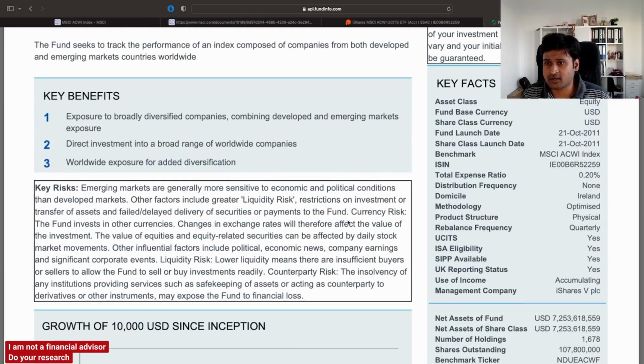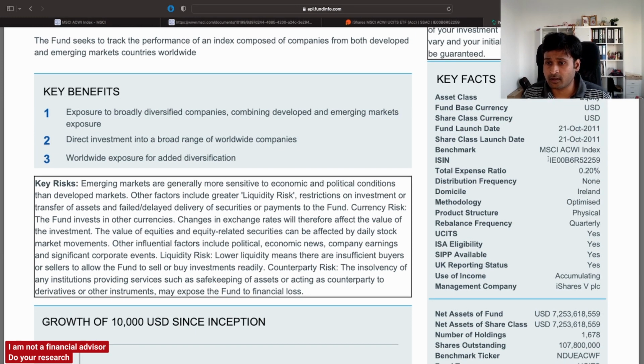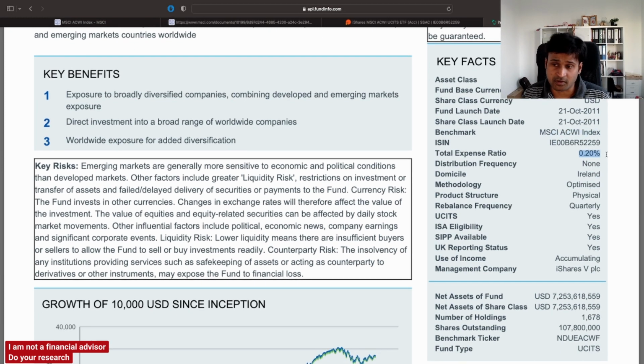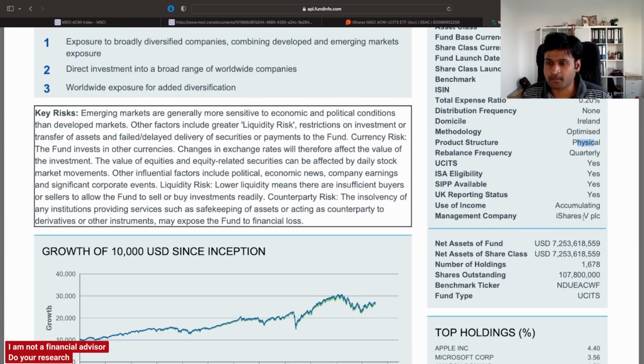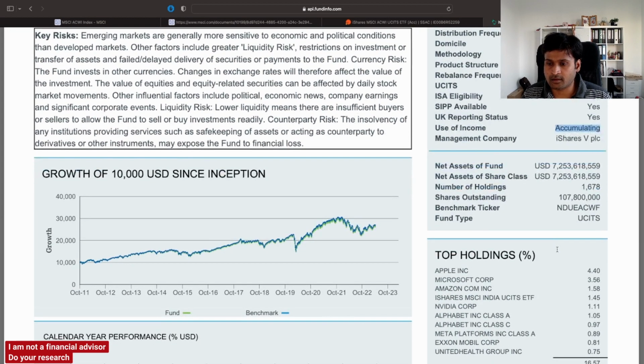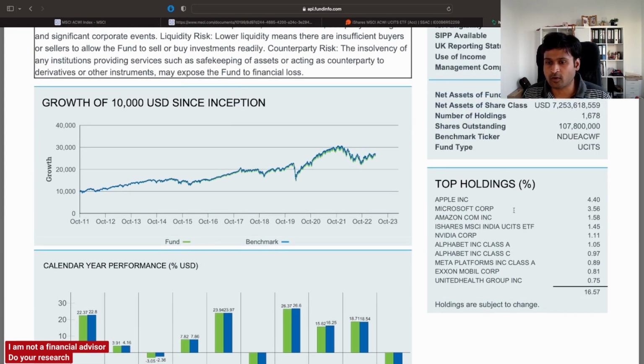Looking at the fact sheet, what we have here is a relatively old investment fund, regulated in Ireland, and it's the all country world index. The total expense ratio is really cheap. 0.2 is extremely cheap, considering that we are investing in 2,885 constituents. So I would say it's really good. Optimized methodology, physical sampling, it's all good for me, and it's also accumulating. And the top 10 holdings. If you look at the top 10 holdings, you can see right away that they are investing in a fund of fund.